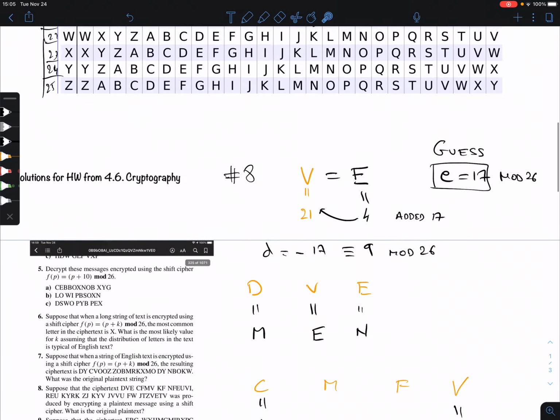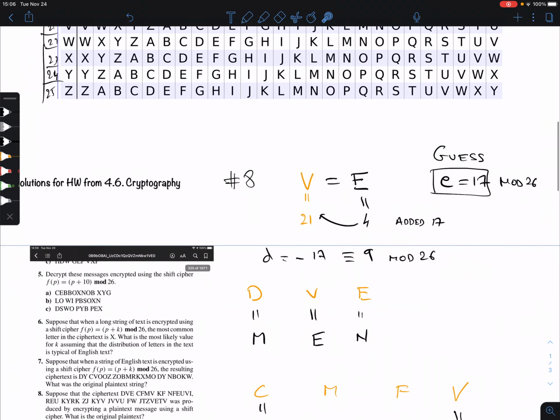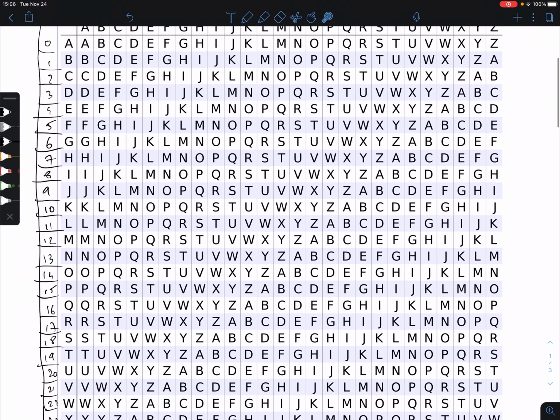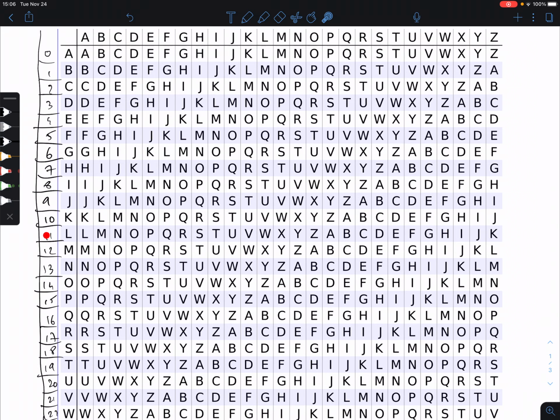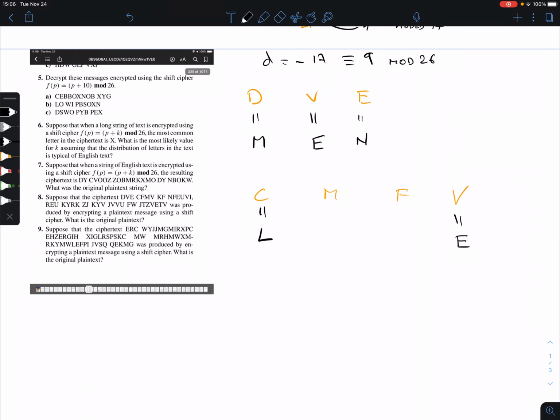That doesn't sound correct. Let's double check. 12, and if I add 9 to it, I get 21, that is a V. Did I make a mistake then with the C? Right, let's see. C was 2, add 9 to it is 11. No, that doesn't make sense. Oh, I see what I did. It is CFMV and not what I wrote. Okay, so this is M, which is therefore V.